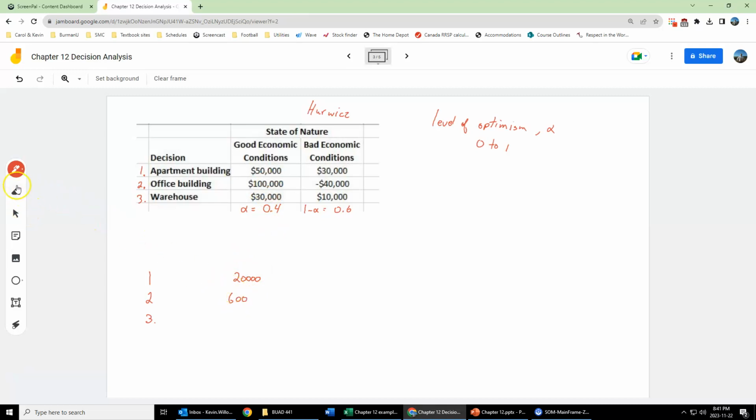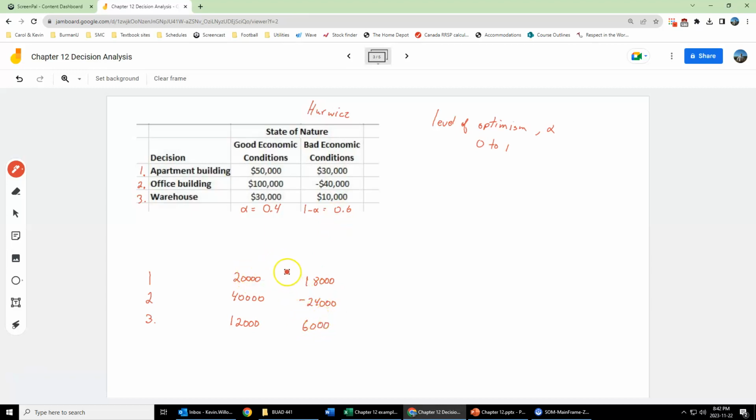0.4 times 100,000, if you do the math correct, is 40,000. And 0.4 times 30,000 is 12,000. Now for the second state of nature, the bad economic conditions, we're going to multiply the payoffs by 1 minus alpha, or in this case 0.6. So 0.6 times 30,000 gives us 18,000. 0.6 times negative 40,000 gives us negative 24,000. And 0.6 times 10,000 gives us 6,000.